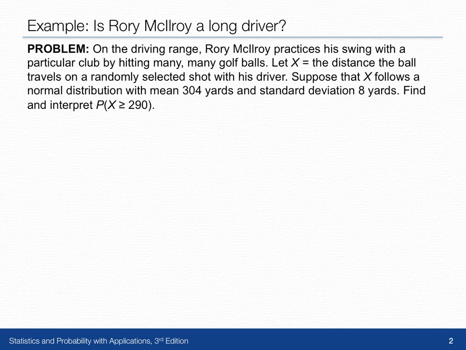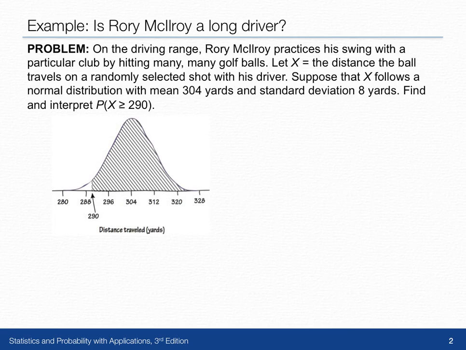When doing a normal probability calculation, the first thing you want to do is draw your distribution and clearly shade the area that you're interested in. So in this case, we'll draw a nice bell-shaped curve centered at the mean, 304 yards, and we'll label 1, 2, and 3 standard deviations above and below that mean. So we'll mark off by units of 8 in this case.